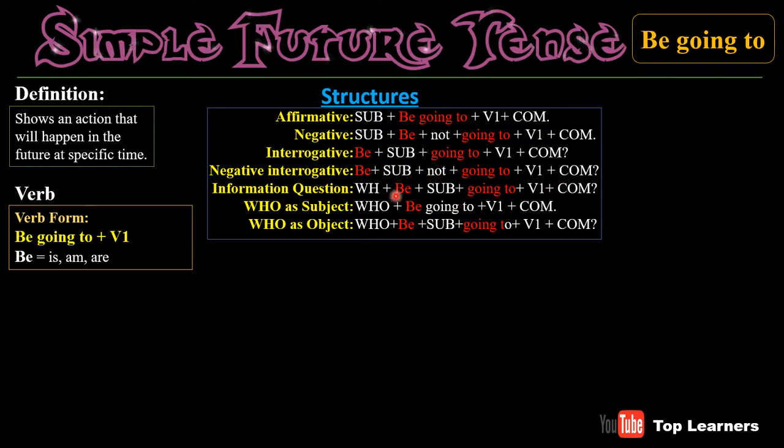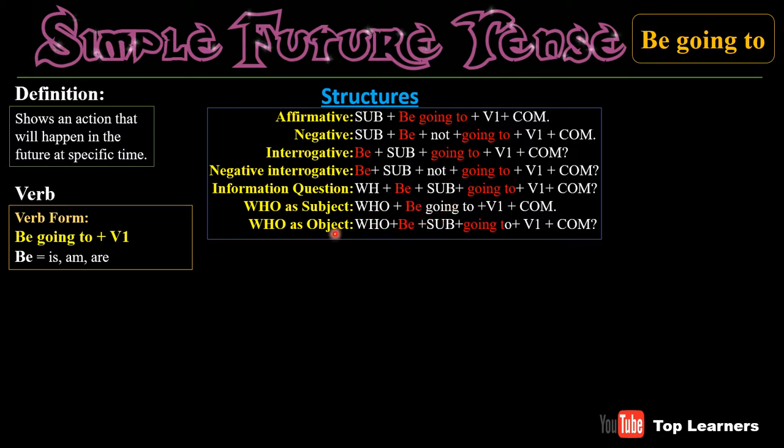For asking for more information, or asking WH questions, we use a WH word. Again, I want to repeat, WH words are what, when, why, where, how, which, and so on. We use a WH word, then be, subject, going to, verb 1 and complement. If you want to ask about who, the doer of an action, you can easily use who, then be going to, then verb 1 and complement. Mostly, when people are not sure if the doer of an action is singular or plural, they use is. So mostly "who's going to" is used.